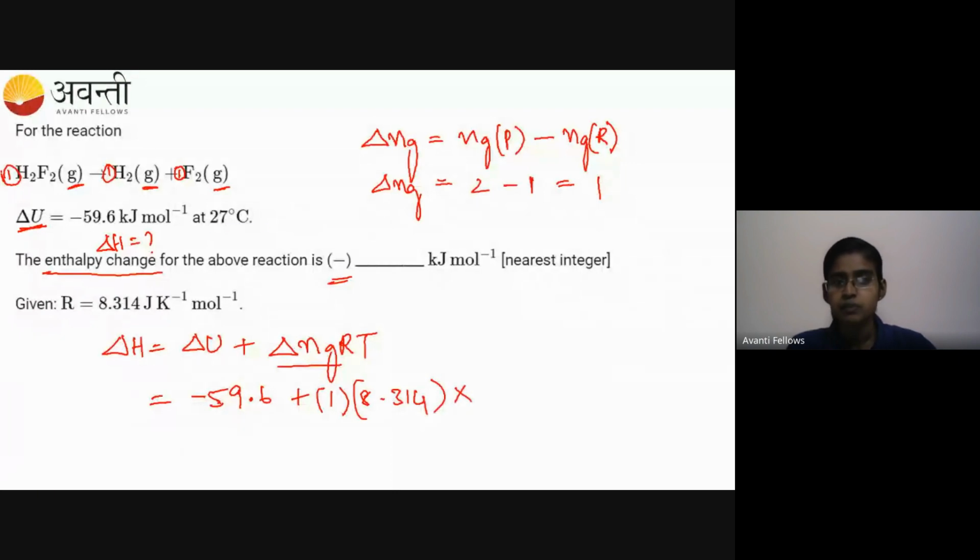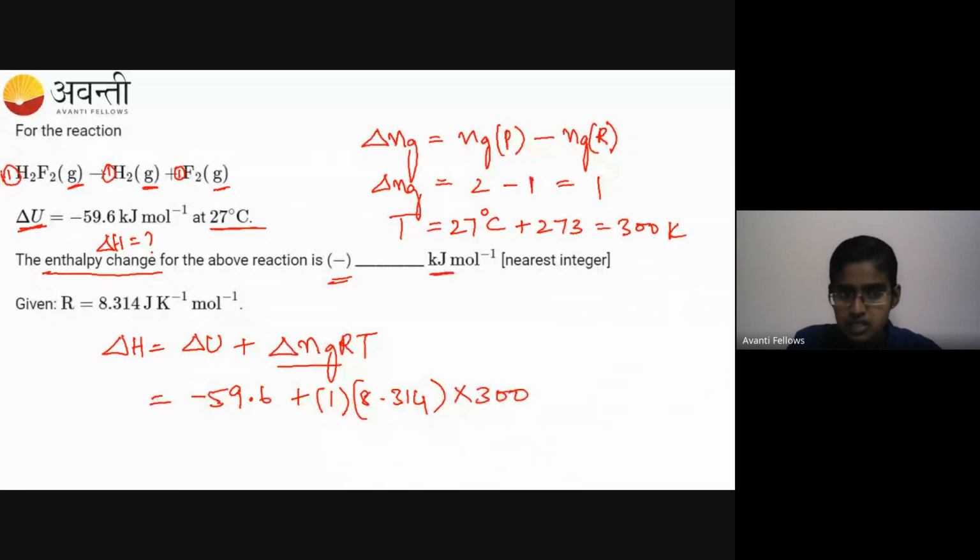So temperature, you see, it is 27 degrees Celsius. But we have to find out in terms of Kelvin. So convert this Celsius to Kelvin. To convert Celsius to Kelvin, what we have to do? Add the number 273. So this will give you 300 Kelvin. So substitute 300 here and we have to find out the answer in terms of kilojoule.